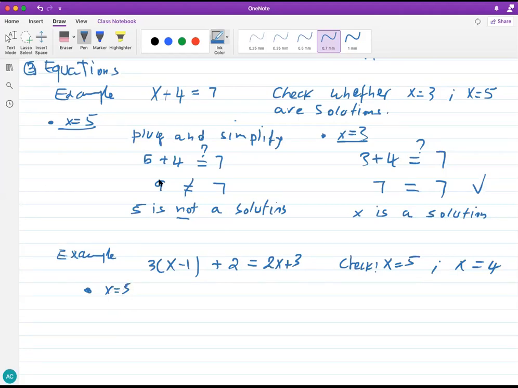Okay, so again, it has to go into the equation. Then we're going to simplify both sides and see if that's a solution or not. So there's 3. Instead of x, I'm going to put 5 minus 1 plus 2. And again, we don't know yet, so we need a question mark. 2 times x being 5.